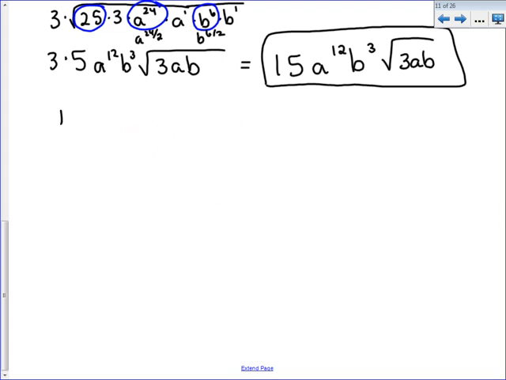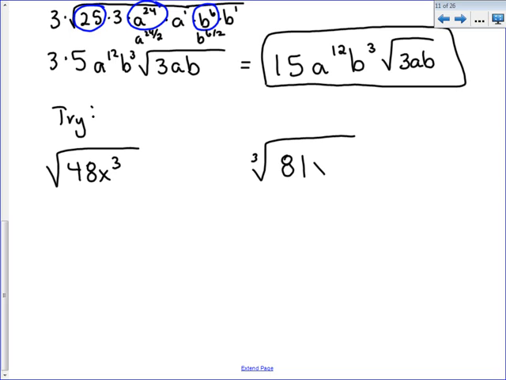All right, go ahead and try these 2. Let's do a square root of 48x to the 3rd and a cube root of... So let's do the cube root of 81x to the 6. Go ahead and try those 2.